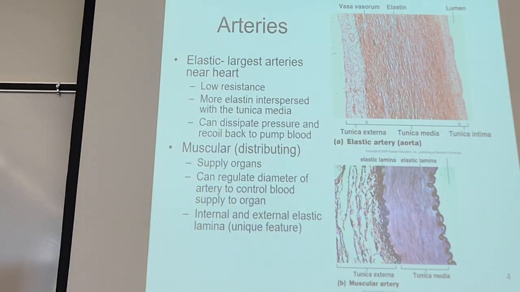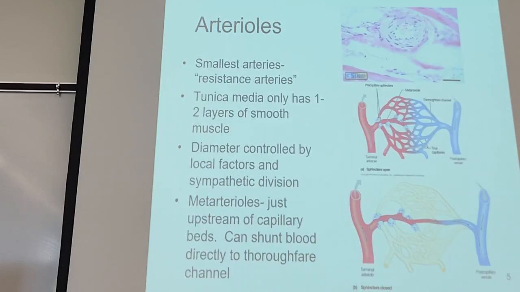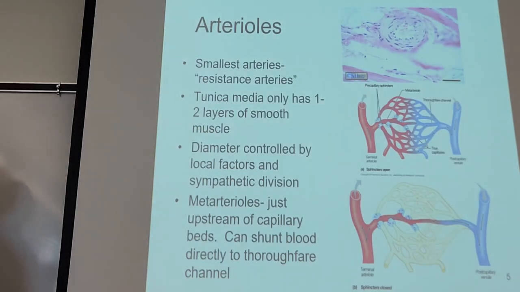So muscular arteries are also called distributing arteries just because they're distributing blood to all the different organs in the body, but we'll know them as muscular. Okay. So from there then, blood's going to enter small arteries. Small arteries are called arterioles.